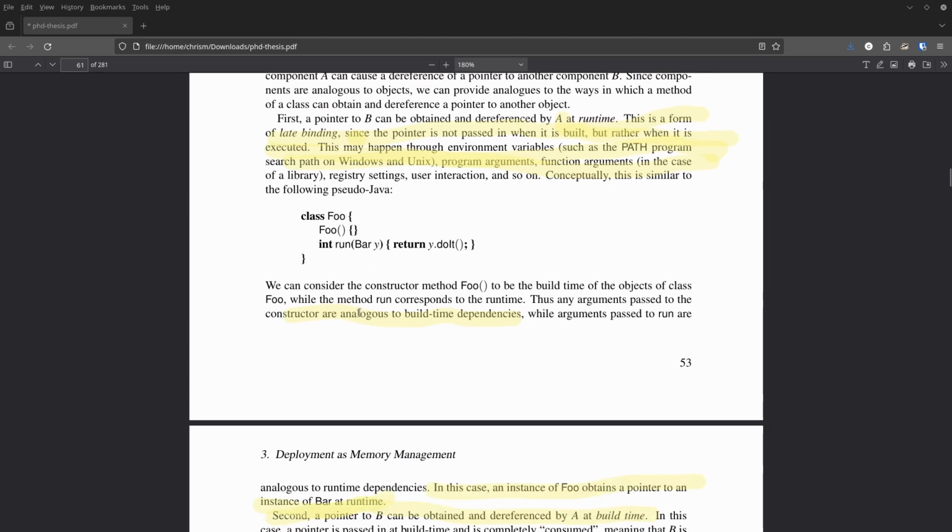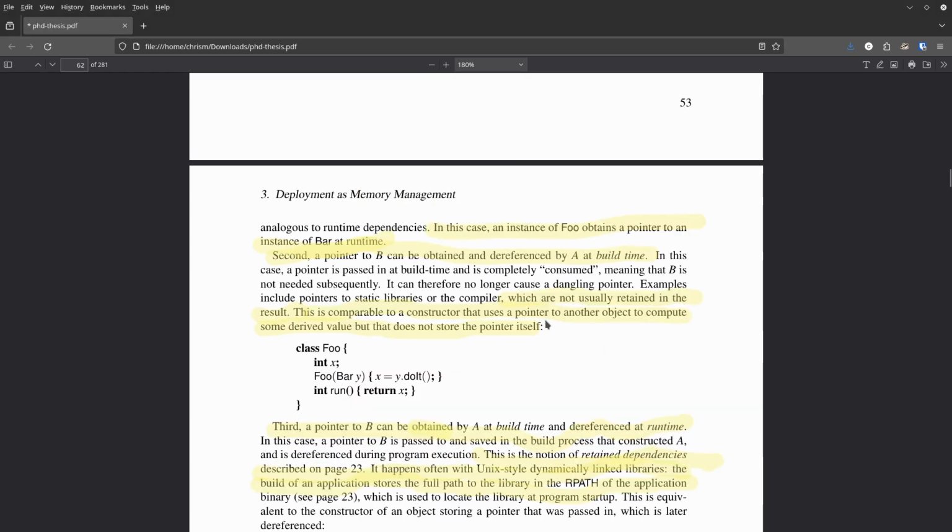So any arguments passed to the constructor are analogous to build time dependencies, while arguments passed to run are analogous to runtime dependencies. In an instance of foo, there's no dangling reference. There's no possibility of a dangling reference here.